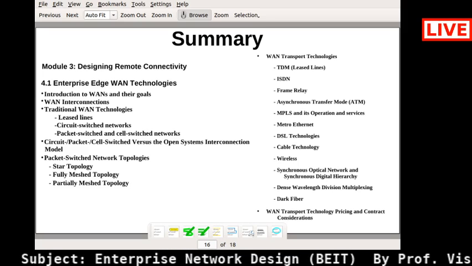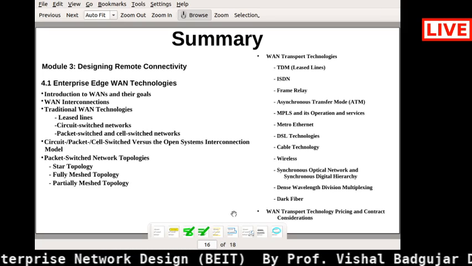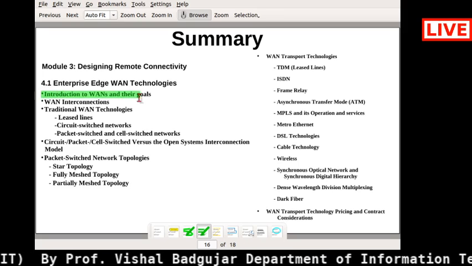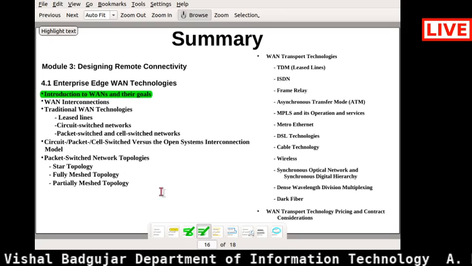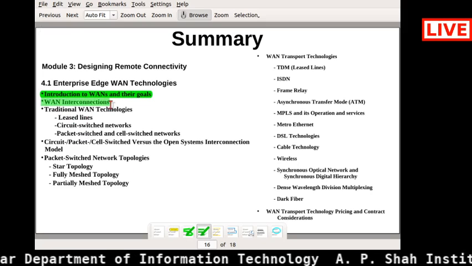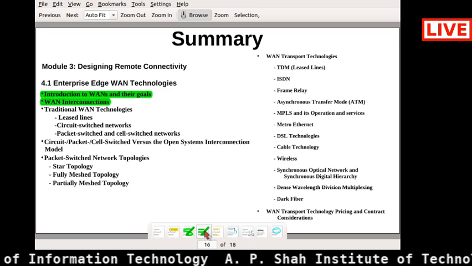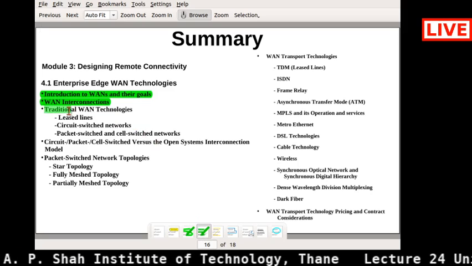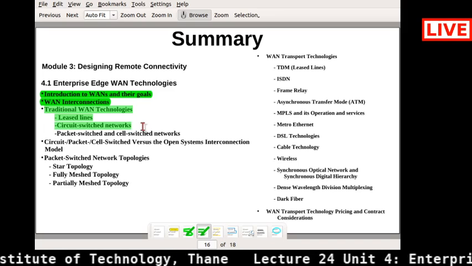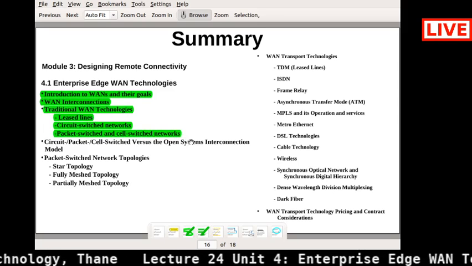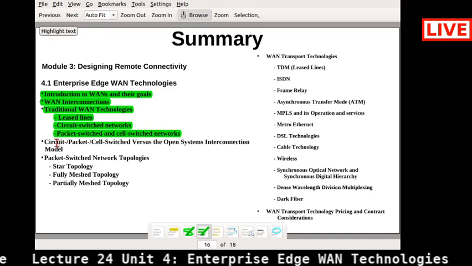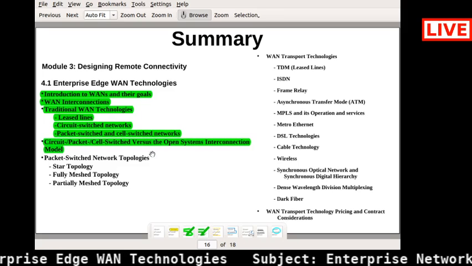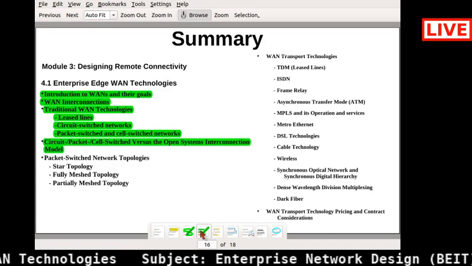So in today's session, what we have covered is the different goals and objectives of WAN, right? Then how this WAN is interconnected with our enterprise network, whatever we have seen in our edge model. Then there are different traditional WAN technologies: leased line, circuit switch, packet switch, and cell switch networks, right? And how all these traditional WAN technologies compare with the OSI layer model, so how it can be represented, right?